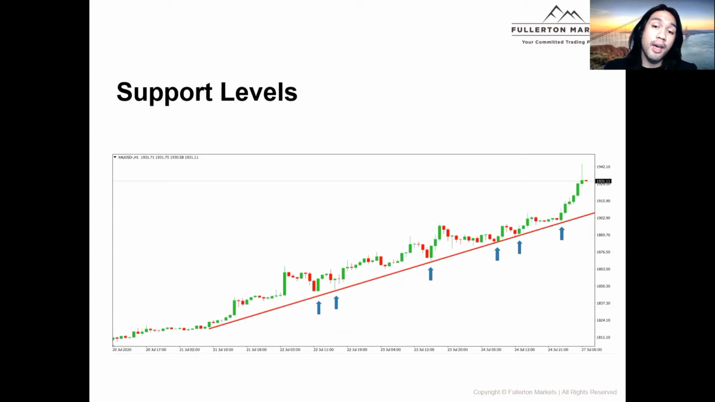Later, I'll show you guys how we can actually use the support levels on the trend lines to decide whether or not we are going to take a long or a short, okay?